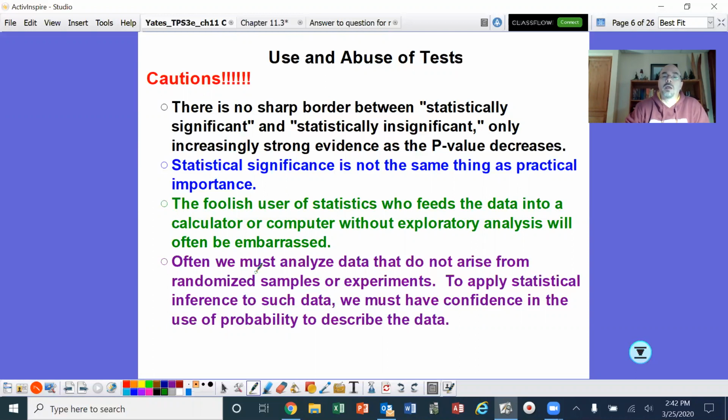And the last one. Often we must analyze data that do not arise from randomized samples or experiments. Remember that randomization is so important. To apply statistical inference to such data, we must have confidence in the use of probability to describe the data.